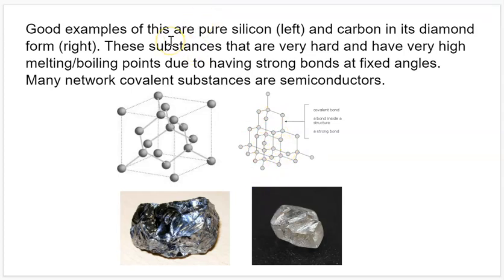And these substances are going to have a very, very high melting or boiling point and are going to be very hard. They're going to be very sturdy due to having such strong bonds at fixed angles. Also, many network covalent substances are semiconductors. What it means to be a semiconductor is something that's all right at conducting a current, but not as good as something like a metal. But that's really important to silicon as it's used in computer chips, and semiconductors have a huge part in a lot of technology.